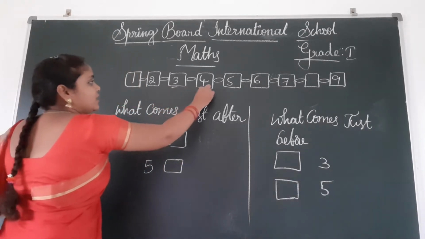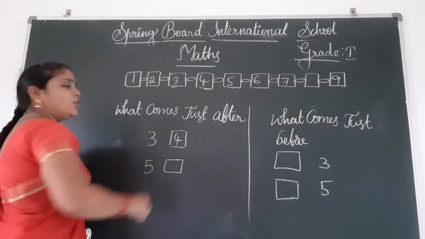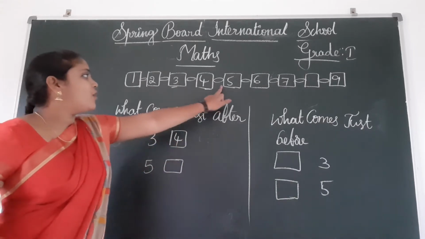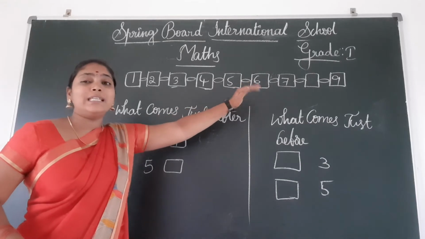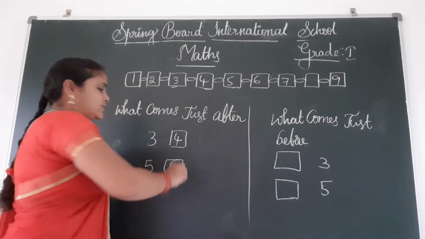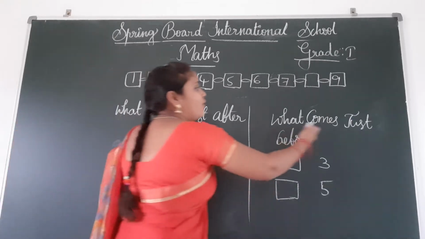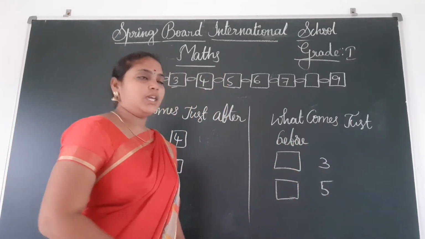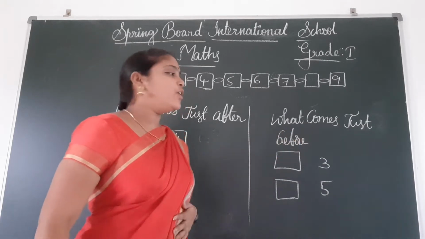Just after 3 is 4. You have to write 4 here. And 5 after 6: you have to write the just after number. So after 5 you have to write 6 here. Next, what comes just before? Okay, here you have to write the before numbers.